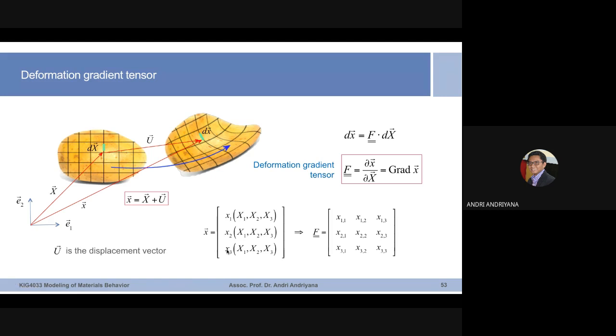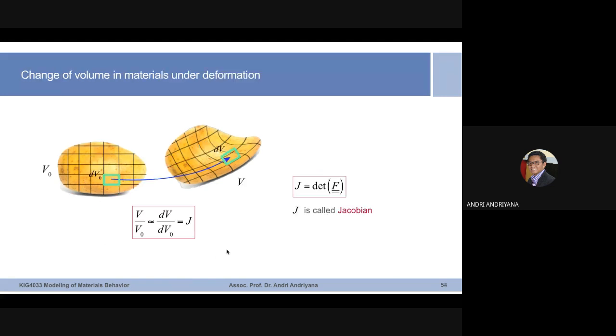I hope this is clear. I'm trying to do it slowly, but if it is still confusing, please let me know. The deformation gradient tensor is a very essential quantity in the analysis of deformation of materials. For instance, it gives us not only information on how a line will deform under mechanical loading, but also how much the volume of the material will change during the deformation. For instance, if I look at this small volume element, then it will become this one.